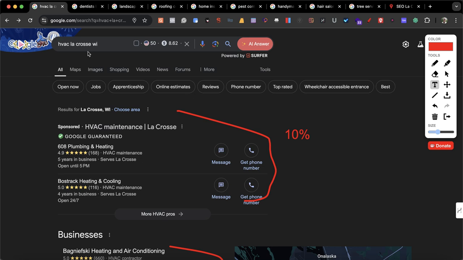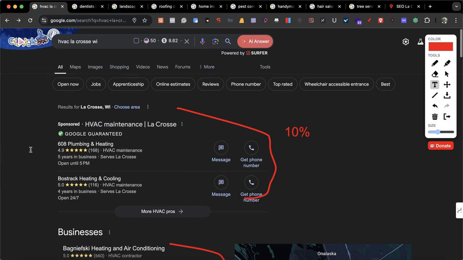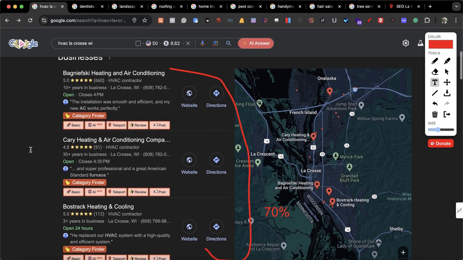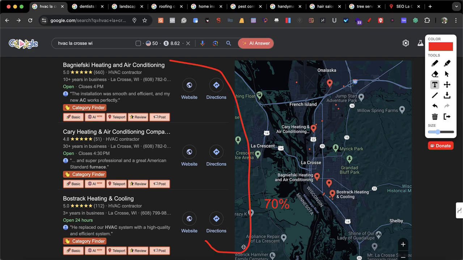We got HVAC in La Crosse, Wisconsin. They get about 50 searches per month. Not bad. Now, this is a Google guaranteed. If you're going to run ads, Google guarantees are probably the best ones to run because they're guaranteed. But Google ads usually only get like 10% of the clicks, where all the money is right here, 70% of clicks. Sometimes more, sometimes less. But this is where you want to be.